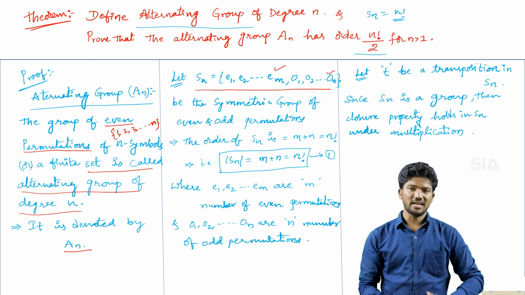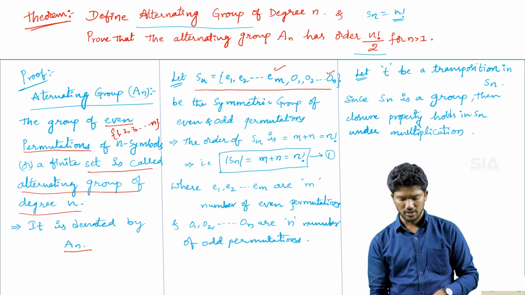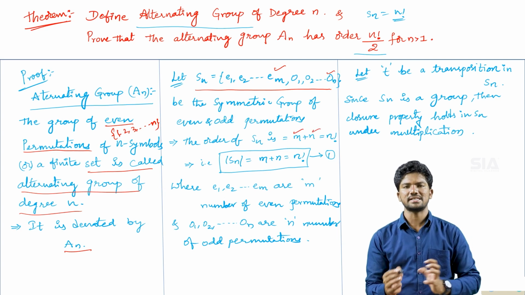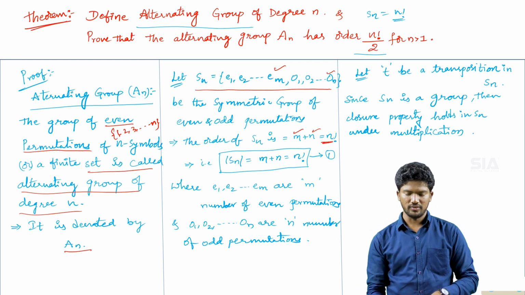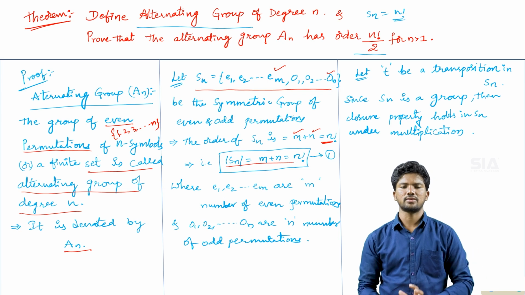Now the order of this symmetric group you can write here. We have two types of permutations. So m represents the even permutations and n represents the odd permutations. Together, m plus n is equal to n factorial. That is, we are writing in equation format: mod S n is equal to m plus n is equal to n factorial.